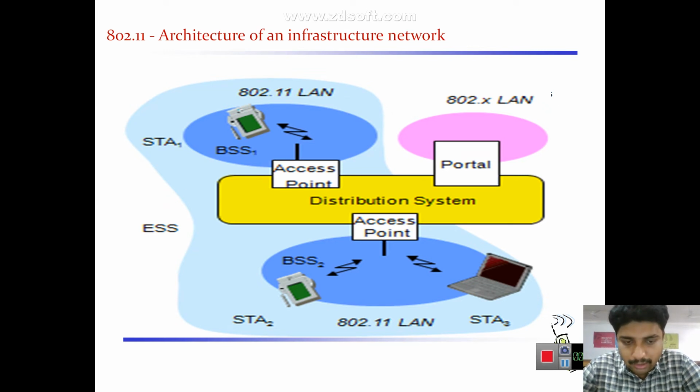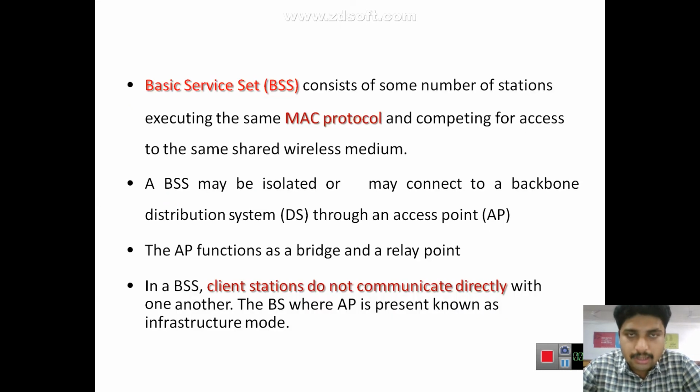Next we discuss the two basic structures of the station: one is the basic service set and the second is the extended service set. What is a basic service set? It defines a number of stations executing the same MAC protocol. First of all, we must know what MAC is: media access control. Its purpose is segmenting the frame formats. Here a number of stations execute the same MAC protocol to share the wireless medium. That is the concept of basic service set. It may be defined as connected or isolated, separated or connected through a distribution system.